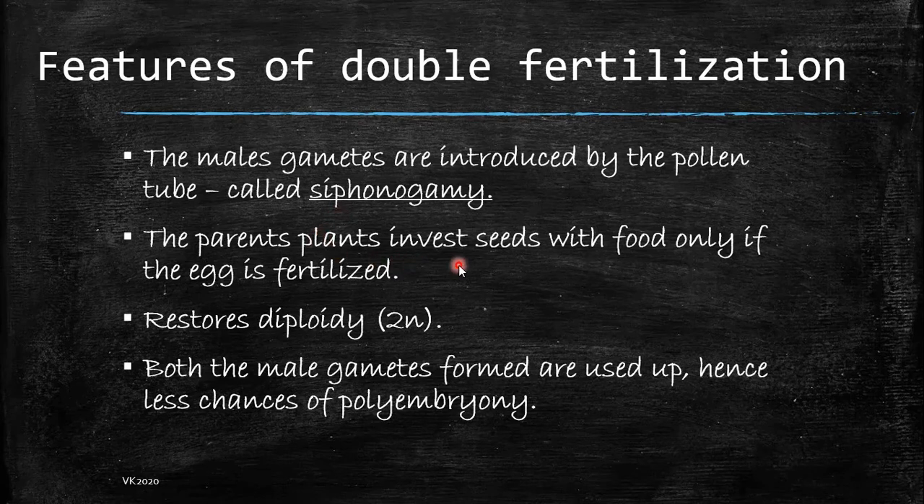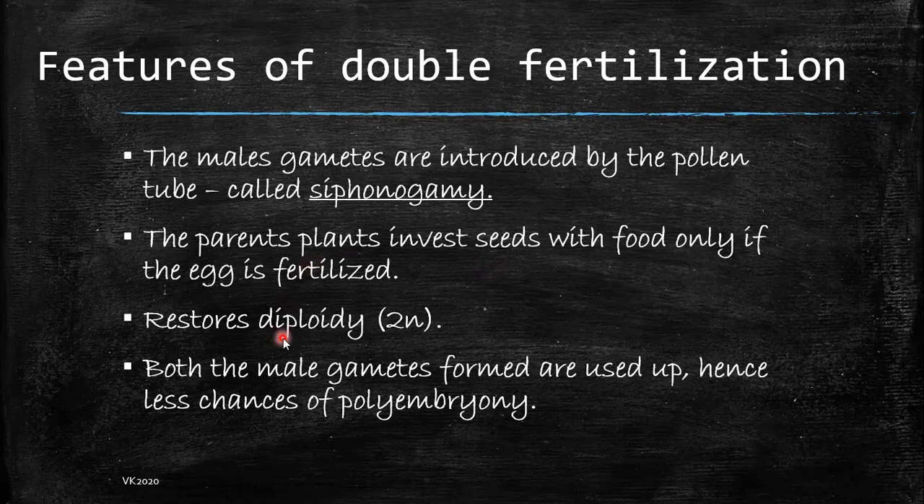Then the parent plants invest seeds with food only if the egg is fertilized. So if there is no egg apparatus present, like the oosphere and the synergids, there will be no chemical cues released. The synergids will not provide the pollen tube with water, which means there will be no fertilization. And hence the endosperm also doesn't form, because in the process of fertilization, we have another male gamete which will come and fuse with the secondary nucleus. So the plants invest seeds with food only if the egg is fertilized.